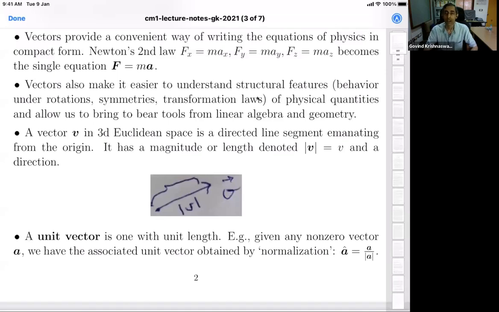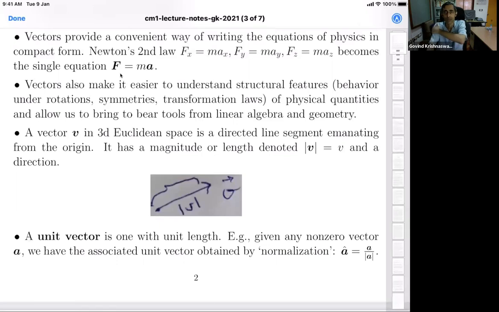So it took me a while to just read out that equation. I did it on purpose. It's because this set of 3 equations becomes a single equation. A vector F, which I've written in boldface, is equal to mass times acceleration, which is again a vector written in boldface. M is the mass of the particle, and this is called Newton's second law.